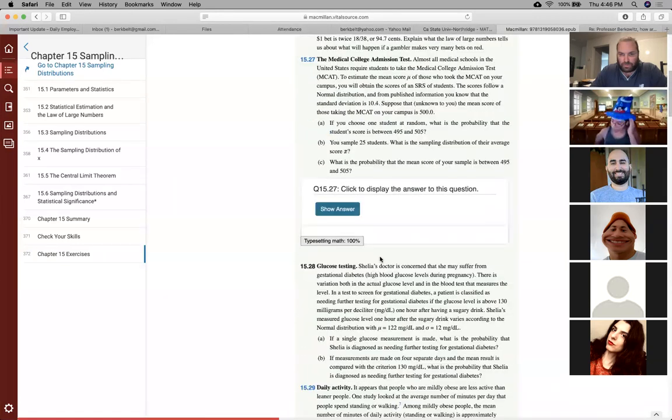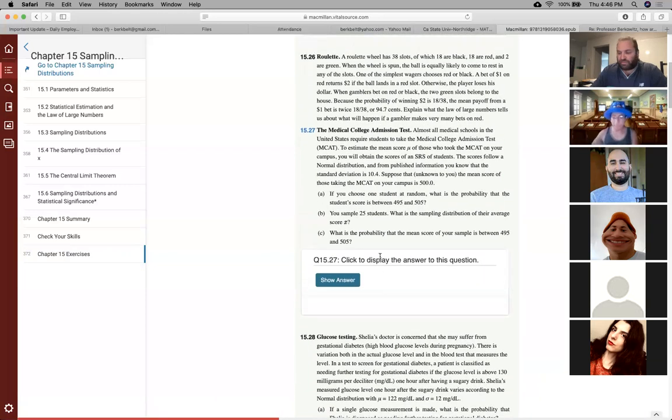All right, number 27. The medical college admission test, the MCAT. Almost all medical schools in the United States require students to take the medical college admission test, the MCAT. To estimate the mean score mu of those who took the MCAT on your campus, you will obtain the scores of an SRS of students. Good, it's a simple random sample. Now the scores themselves follow a normal distribution, and from published information you know that the standard deviation is 10.4.